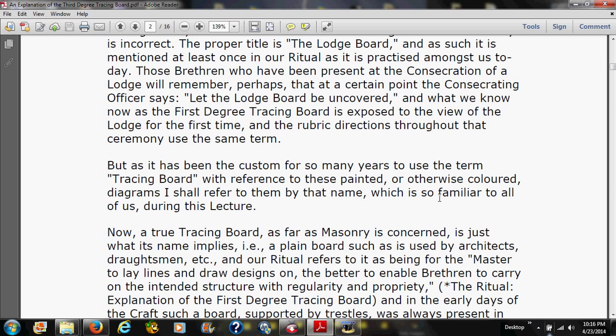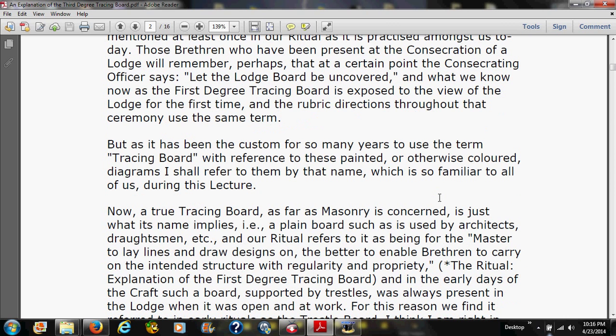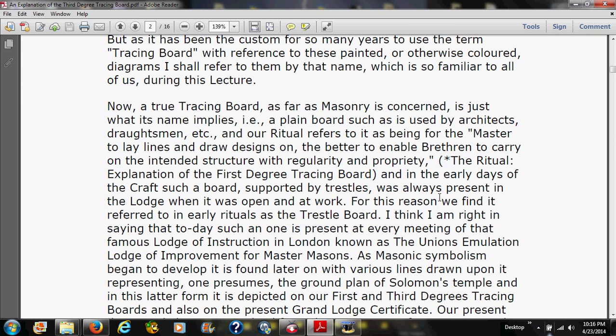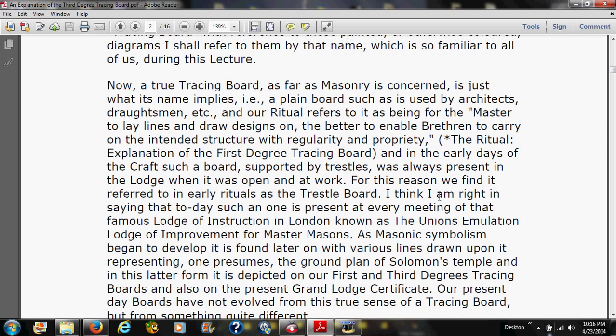But as it has been the custom for so many years to use the term tracing board with reference to these painted or otherwise colored diagrams, I shall refer to them by that name, which is so familiar to all of us during this lecture. Now, a true tracing board, as far as masonry is concerned, is just what its name implies, i.e., a plain board such as is used by architects, draughtsmen, etc., and our ritual refers to it as being for the master to lay lines and draw designs on, the better to enable brethren to carry out on the intended structure with regularity and propriety.